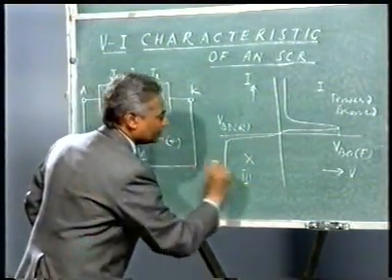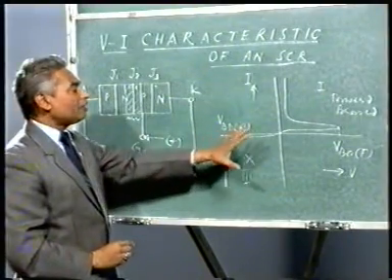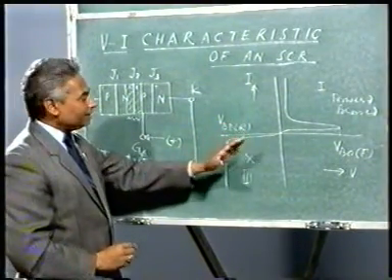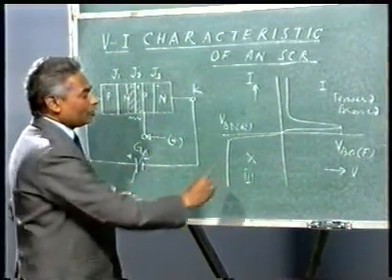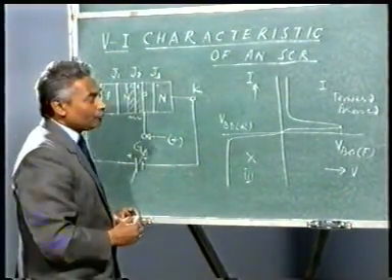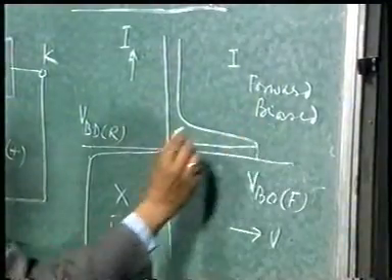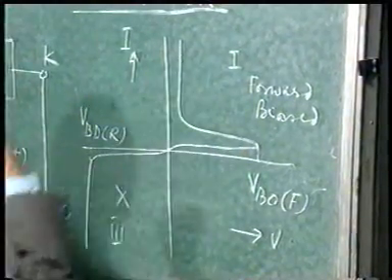It is very clear that we are going to rule out this third quadrant of the characteristic, and we are not interested in it, because you will see that the device is going to be damaged. So we are not interested in the reverse bias condition, we are only interested in the forward bias condition, and the characteristic will be obtained like this.